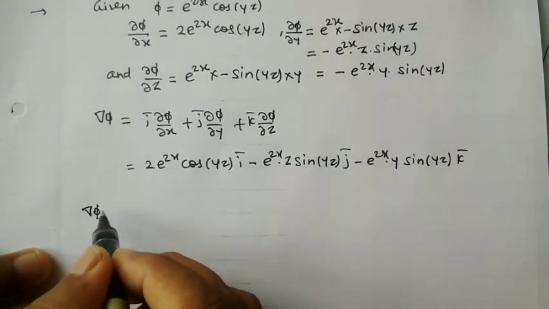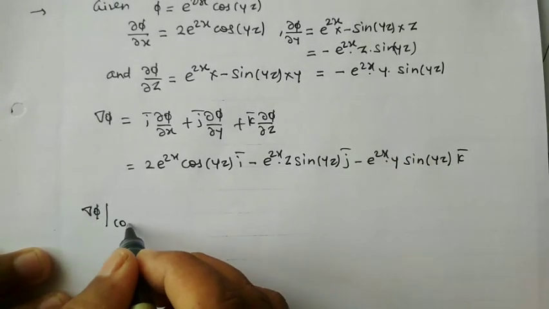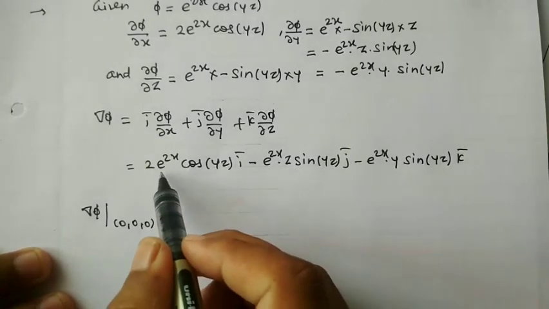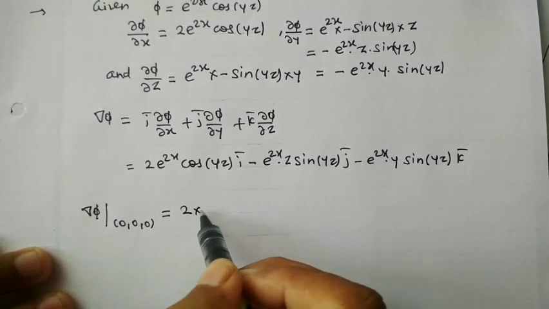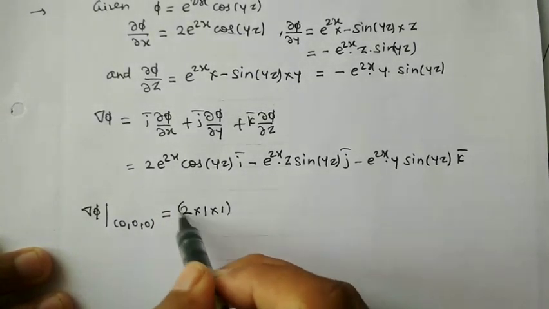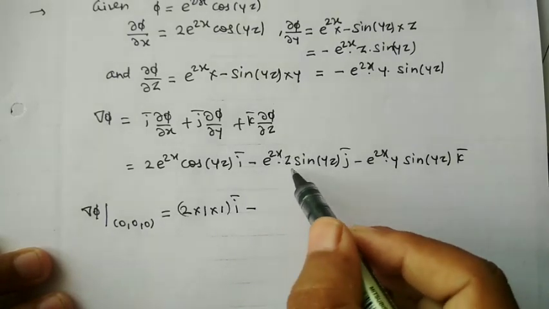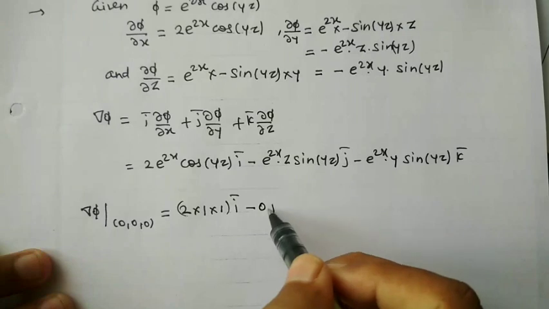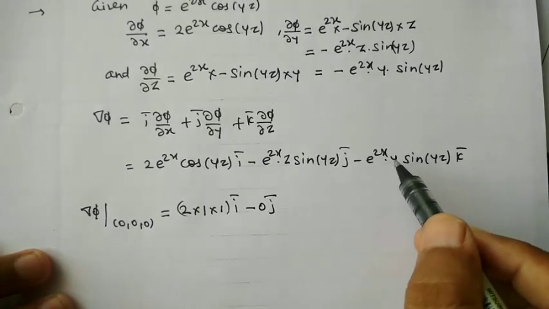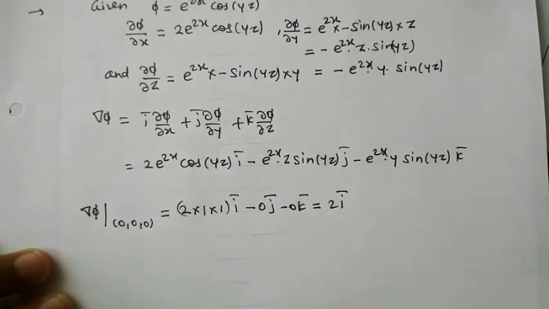Now we have to find the value of the directional derivative at point (0, 0, 0). So we calculate del phi at (0, 0, 0), putting x equals 0, y equals 0 and z equals 0. It becomes 2 into e raised to 0, which is 1, into cos 0, which is also 1, into i bar. In the j term, e raised to 0 is 1 but the value of z is 0, so the whole term becomes 0 j bar. Again, the value of y is 0, so the whole term becomes 0 k bar. That is nothing but 2 i bar only. The value of del phi is 2 i bar.